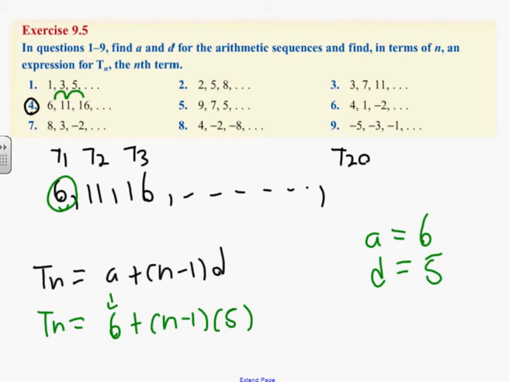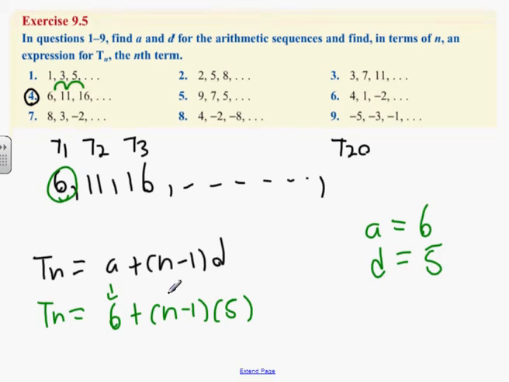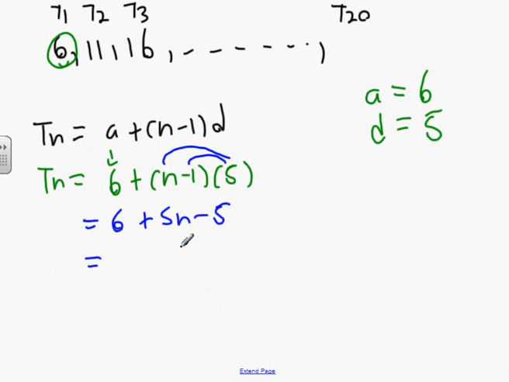Now, here's the tricky part. You have to multiply whatever number is out here by the n and the minus 1. So you're going to get 6 plus 5n minus 5. And then after that, you're going to get 5n. And what's 6 minus 5? 1. Now let me explain how this works. Tn equals 5n plus 1.